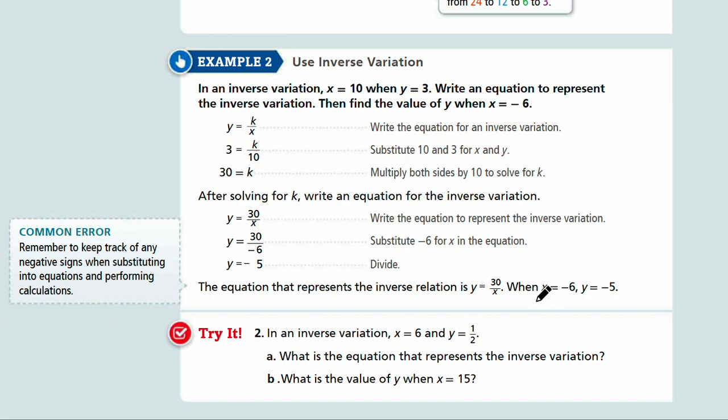All right, let's look at try number 2. Pause the video, see if you can do it by yourself in this new inverse variation. Write the equation and figure out the value of y when x is equal to 15.